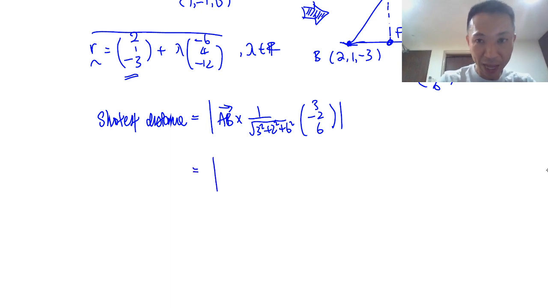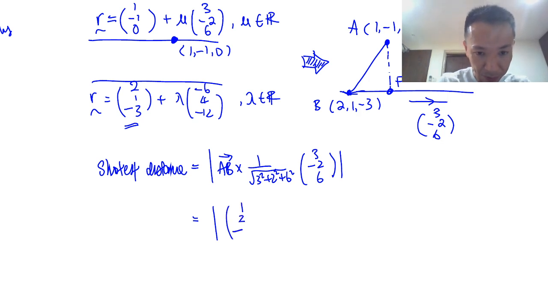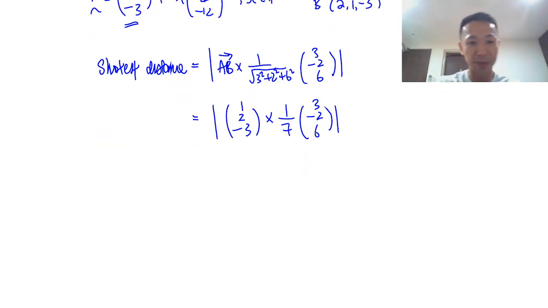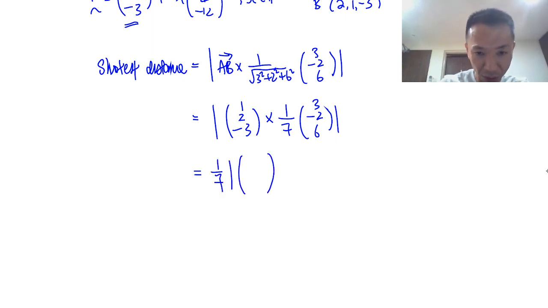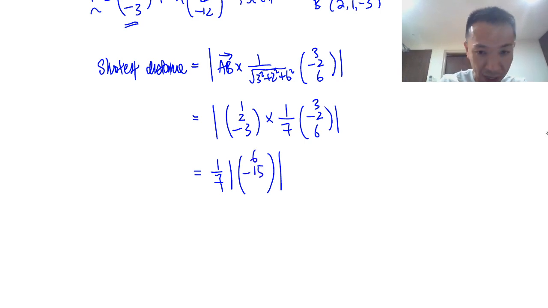Which is, AB is what? AB is OB minus OA. Yes, OB minus OA, which is 1, 2, minus 3, cross 1 over 7, 3, minus 2, 6. Therefore, you cross already, you will get 1 over 7. Now practice your cross product now. Okay, practice. Pause a while. If you want to do it on your own, practice. You will get 6, minus 15 and minus 8.